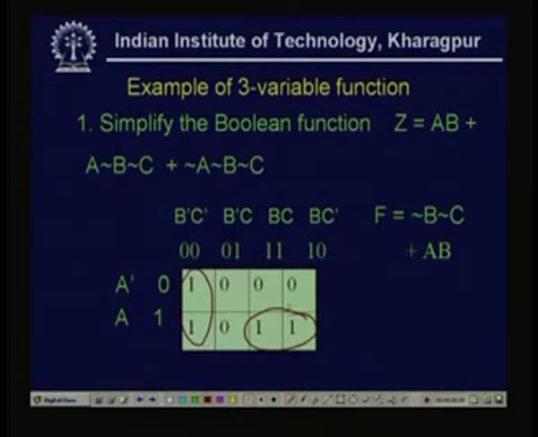From the K-map itself, the first column represents B bar C bar, so this is B bar C bar for the first column, and the other couple is in the second row: it will be A, and BC and BC bar means only B. So, that will be AB.